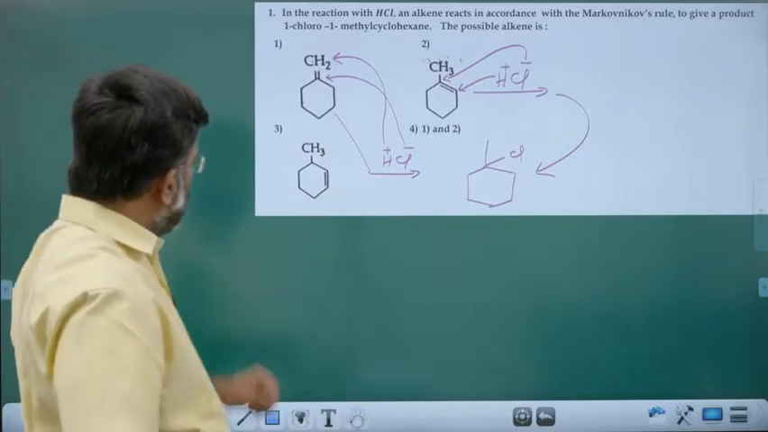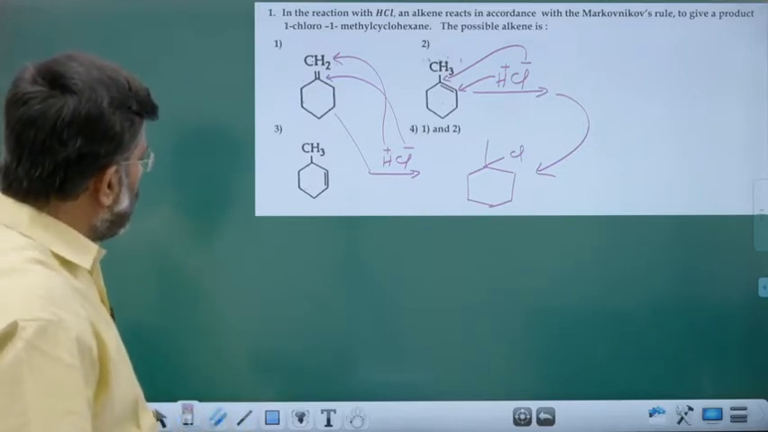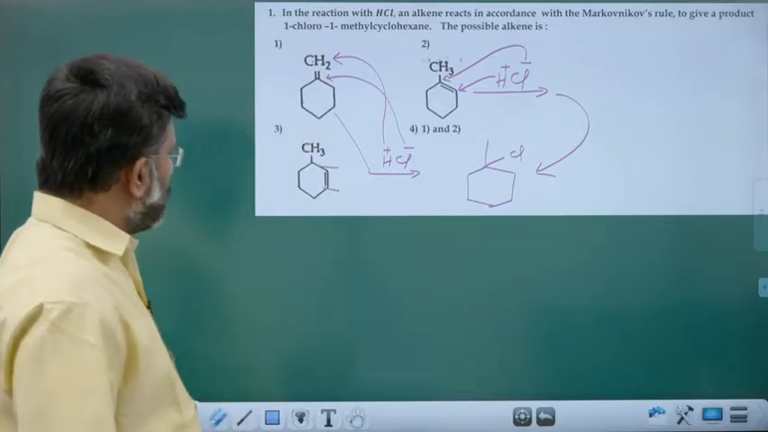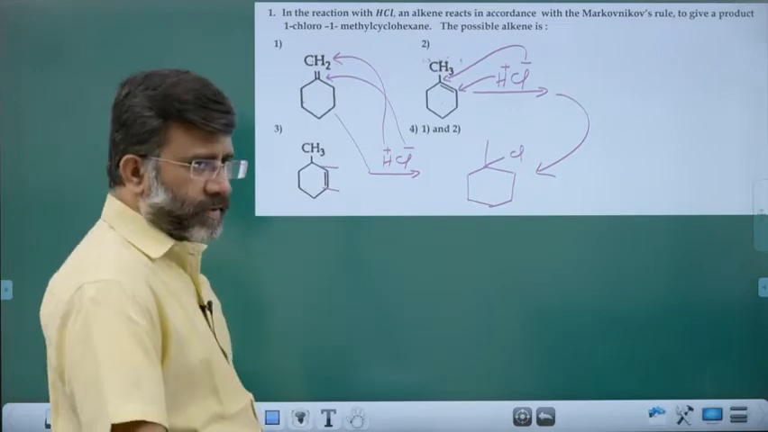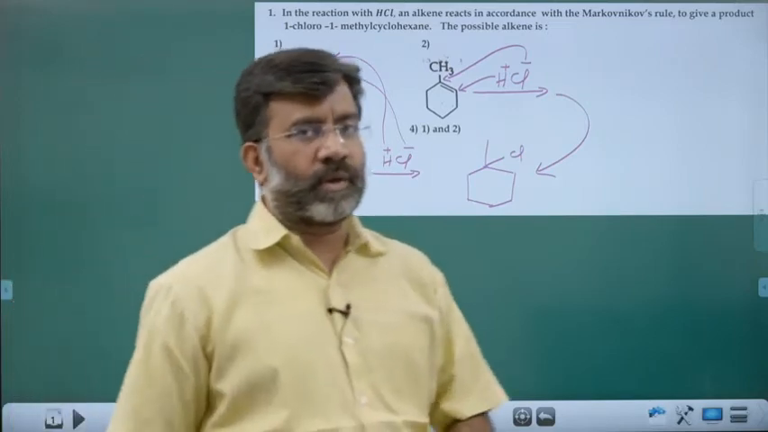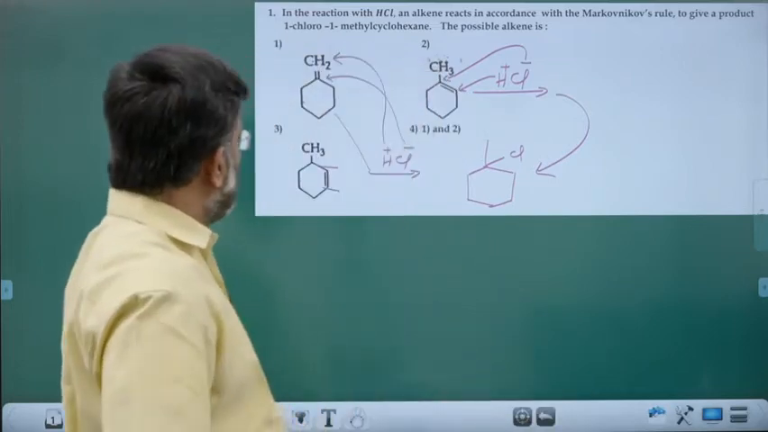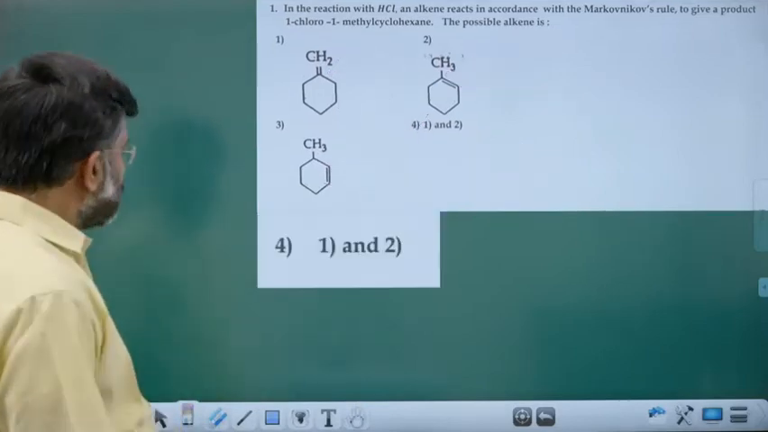What about the third one? Third one, it is not possible. It is going to be added over this region. Hydrogen will come here, chlorine will come here, or vice versa. Anyway, that is not going to give you the particular product. Answer is 1 and 2 combination. Fourth choice is the correct answer. Next.